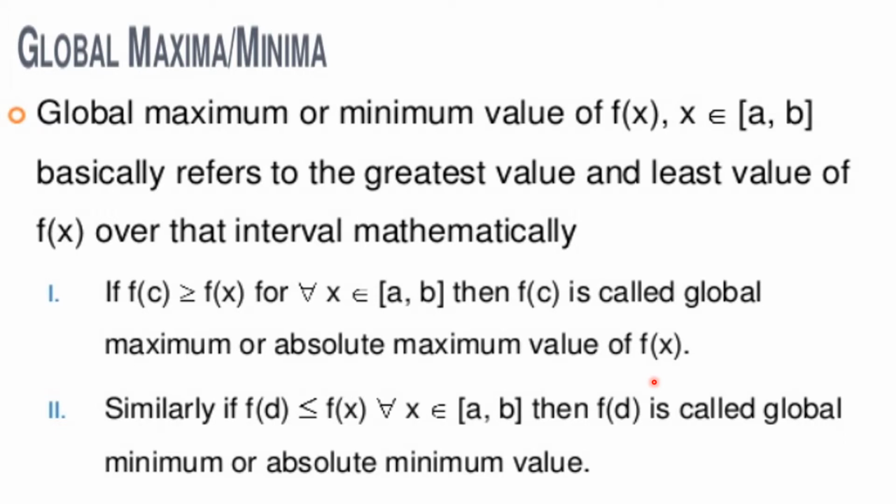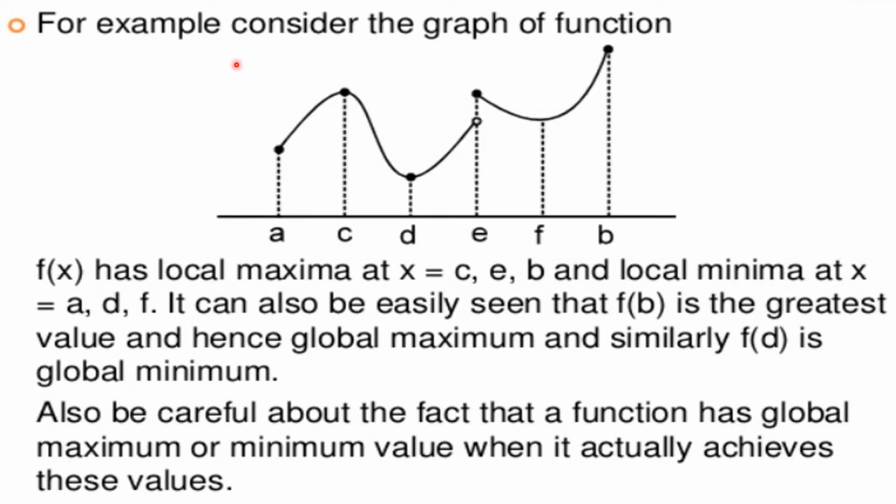Okay, my children. Similarly, if f of d is less than or equal to f of x for all x belongs to the closed interval [a, b], then f of d is called the global minimum or absolute minimum value. Understood, my dear children, this concept? Right. For example, consider the graph of the function. See here, a graph of the function is given like this, from here to here, again like this.